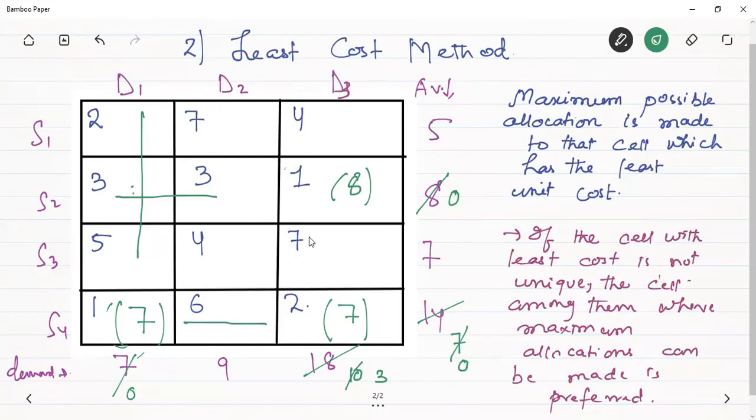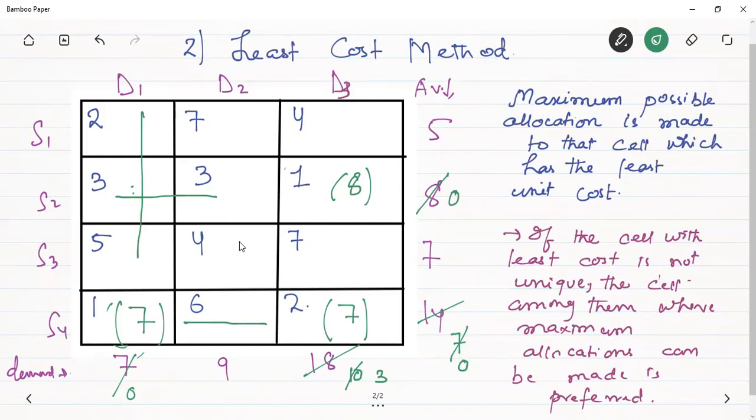Again you can see that this is not unique. So which cell has to be allocated now? S1 D3 or S3 D2? S3 D2. Okay, कैसे हम देखते हैं?